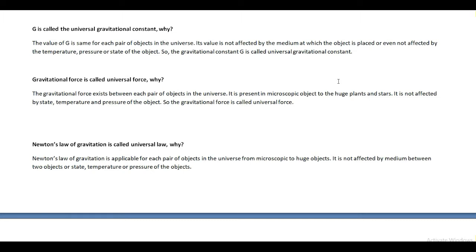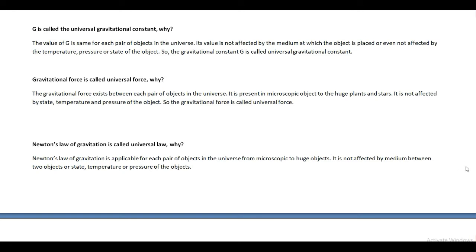First of all, you know G is a proportionality constant, and G is also called the gravitational constant. But what is the reason that G is called the universal gravitational constant? That you have to know. First of all, the value of G is 6.67 × 10^-11 N m²/kg², and that value of G is applicable, that means it can be applied, for every pair of objects in the universe.